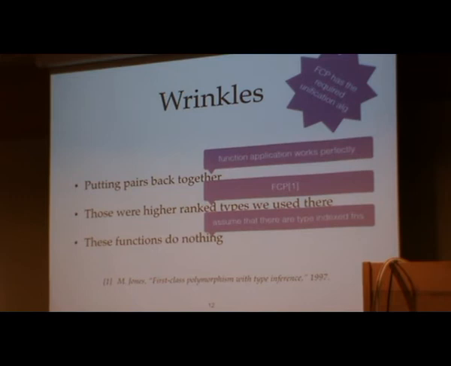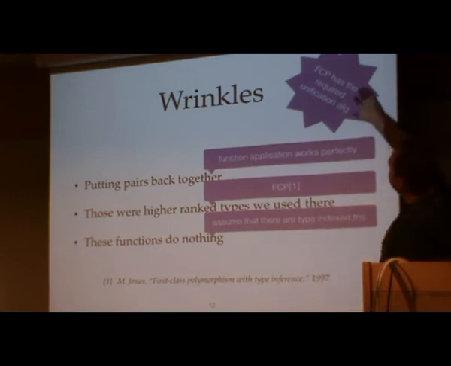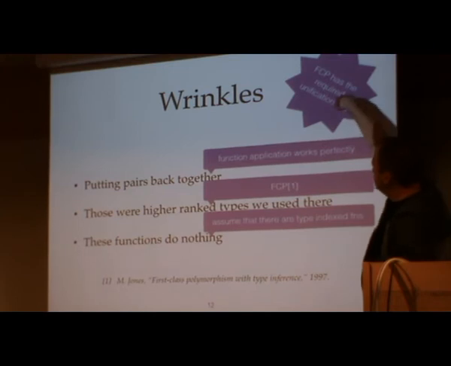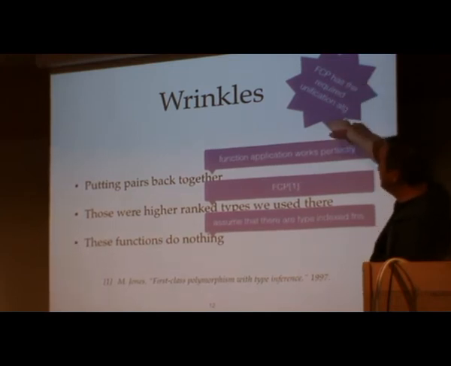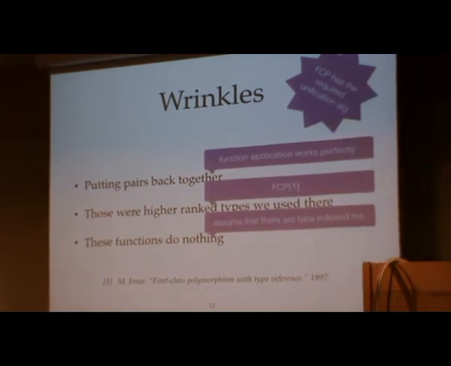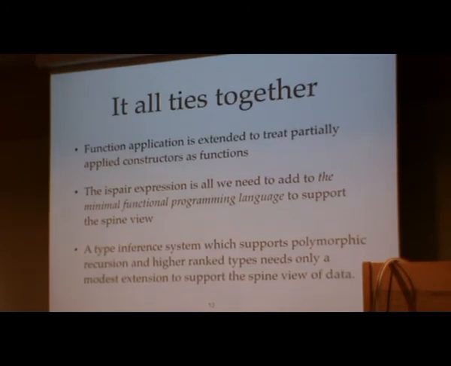Usefully for us, FCP, which is first class polymorphism, has the required machinery to do existentially quantified type variables, because it allows you to put existentially quantified type variables in the higher rank types. So it all kind of ties together nicely by the time you get to that point.